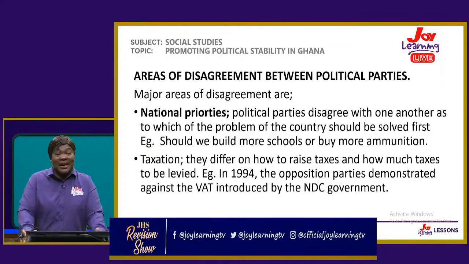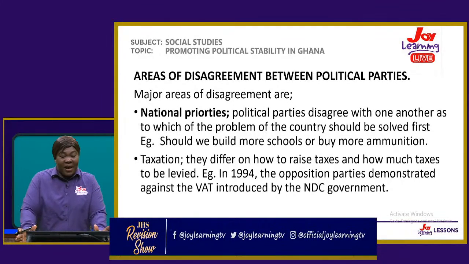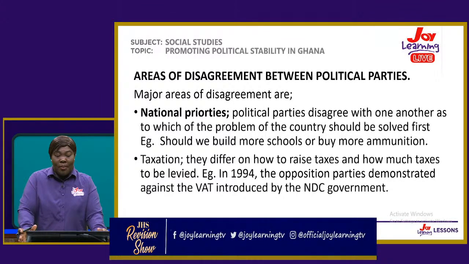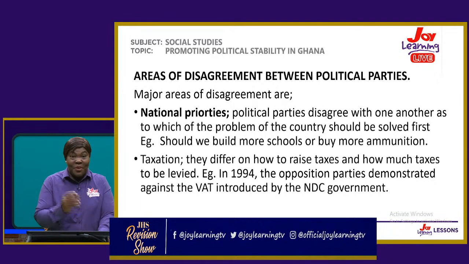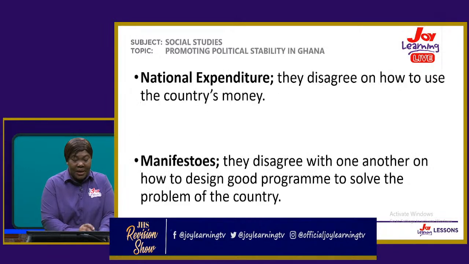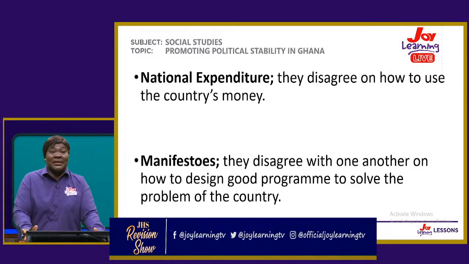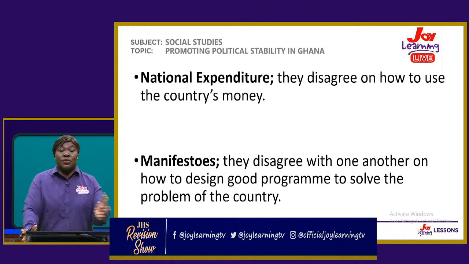Now, the next point is taxation. They differ on how to raise taxes and how much tax should be levied. In 1994, the opposition parties demonstrated against the VAT introduced by the NDC government. So there were a lot of agitations. People were complaining, we don't want it. But today, I think it's helping us because it's the VAT that is used in building schools, constructing roads, building hospitals, and other things. Right.